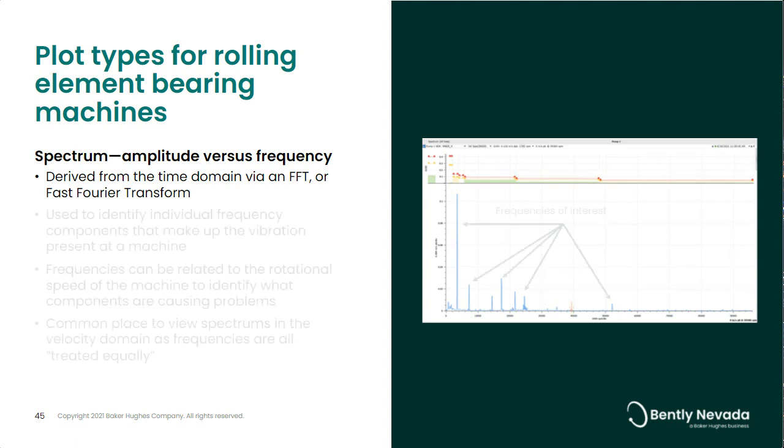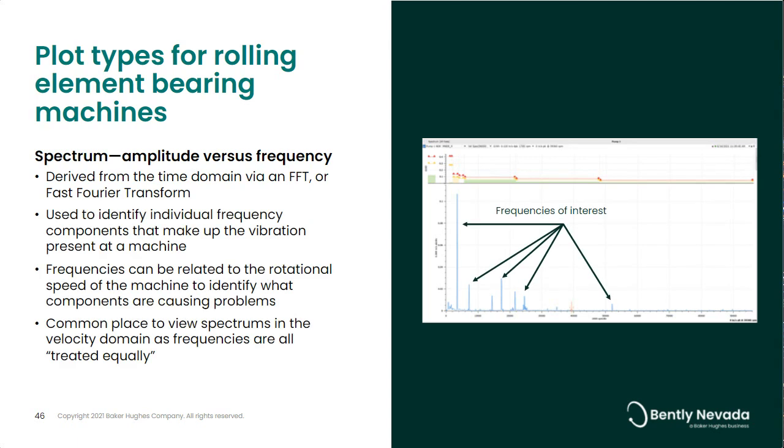This plot type is important because it gives us the ability to separate out the individual frequencies that are present in the waveform. This is extremely helpful, as once we know the shaft speed, we can relate the individual frequencies to that speed and use that to determine what could be the potential cause of the vibration at the machine. We often view the spectrum in the velocity domain, integrated from an acceleration signal, since this domain generally treats amplitudes equally across the frequency regions that we are most often interested in.